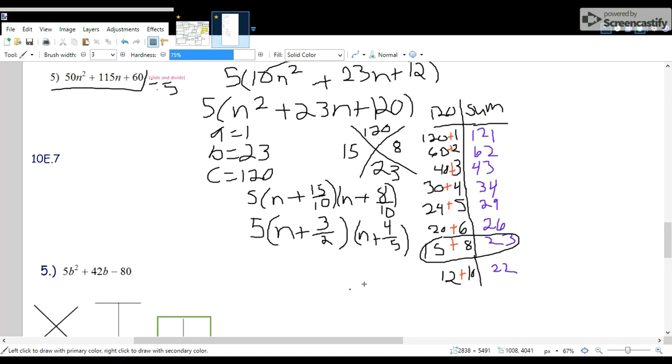we have this. But this isn't the proper form. What we want to do now is move those denominators to the front. Those will be our coefficients in front of the n's. So our factored form using the slide divide method would be 5 parentheses 2n plus 3 times 5n plus 4. And that's it.